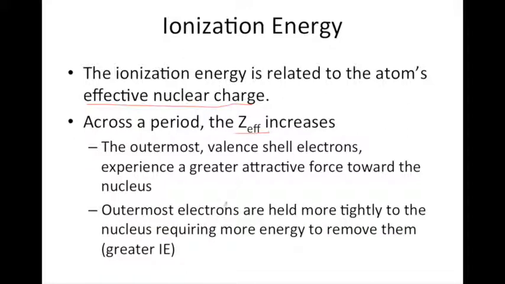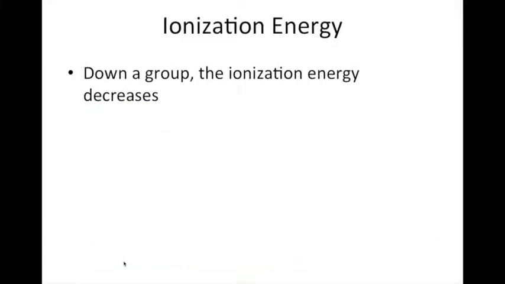So the outermost electrons are held more tightly to the nucleus as we move from left to right across a period, and therefore require more energy to remove. This results in a greater ionization energy. So as we move from left to right across a period, the effective nuclear charge increases, the electrons are held more tightly, feel a stronger attractive force to the nucleus, and so the ionization energy will increase because it takes more energy to remove that outermost electron from the valence shell.